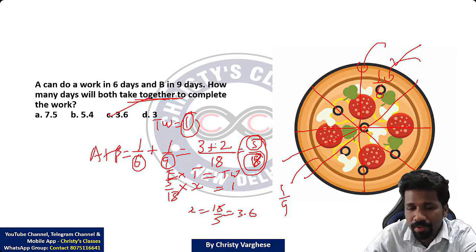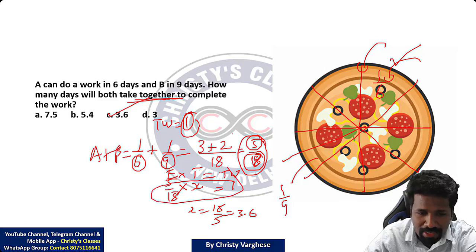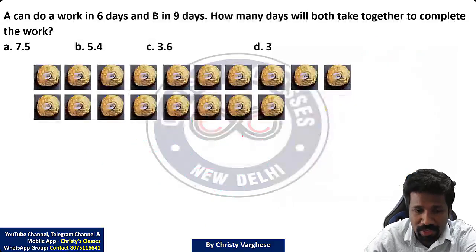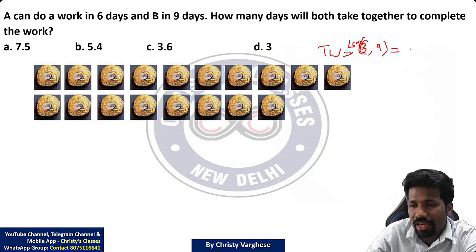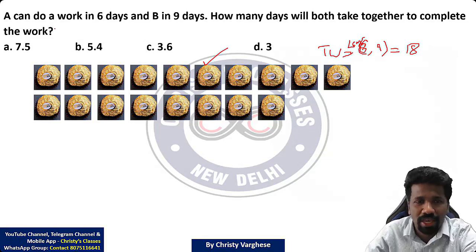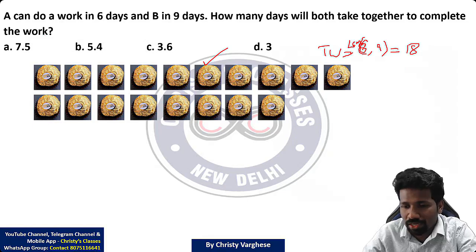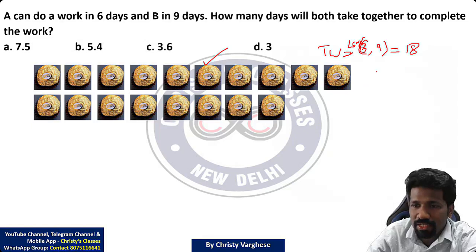Is it clear? If you feel this mathematical step is difficult, take the LCM method. Let total work be the LCM of 6 and 9. What is the LCM of 6 and 9? It is 18. Think that 18 chocolates A and B want to eat together. What is A's speed? In 6 days A can eat 18 chocolates, meaning every day A will eat 3 chocolates.